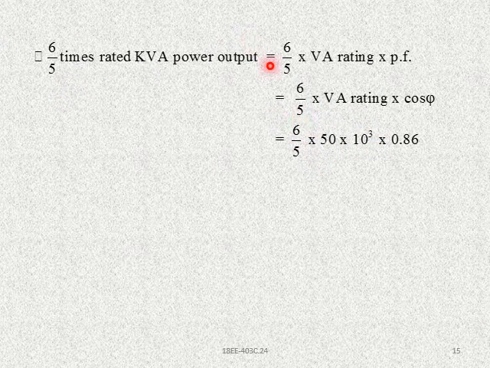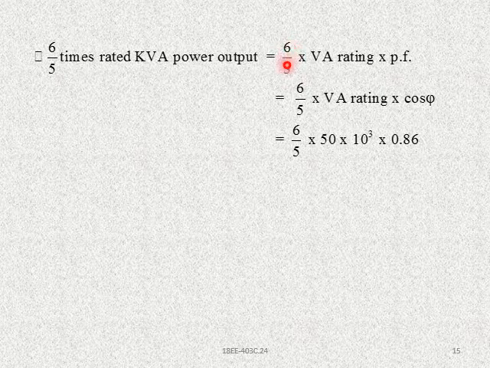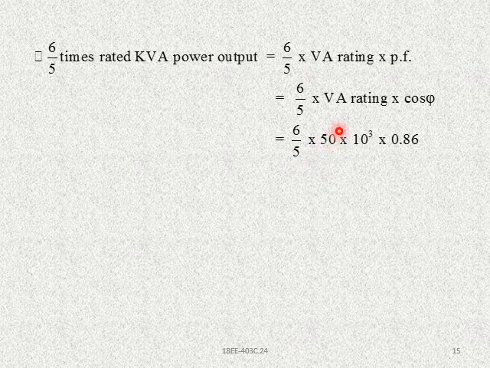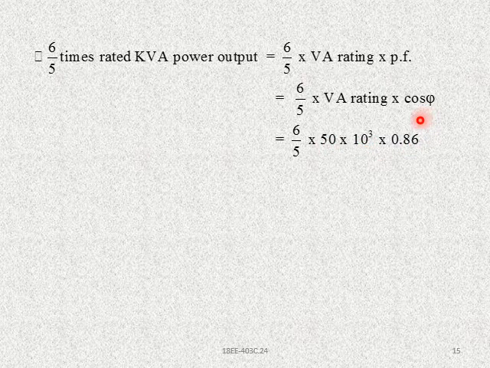In the first case, he asked for the full load, so the VA rating will be into 1 since it is full load. And now it is 6 by 5th times the rated kVA, so we need to just multiply with 6 by 5. Are you getting? Okay, so 6 by 5 simply you need to multiply with the VA rating, that is 50 into 10 power 3 into cos phi of 0.86, and the total is 51,600 watts. This is the power output.